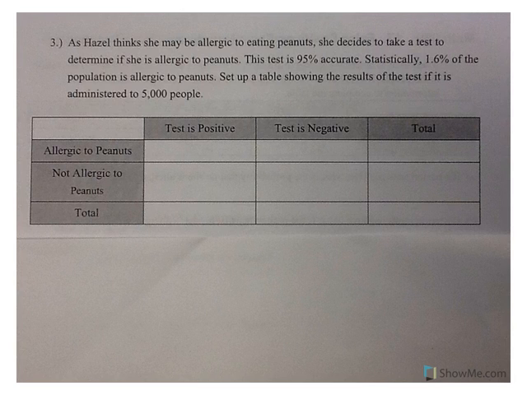Peanut allergy. As Hazel thinks she may be allergic to eating peanuts, she decides to take a test. The test is 95% accurate. Statistically, 1.6% of the population is allergic to peanuts. My nephew is one of them. Set up a table showing the results of the test if it's administered to 5,000 people.